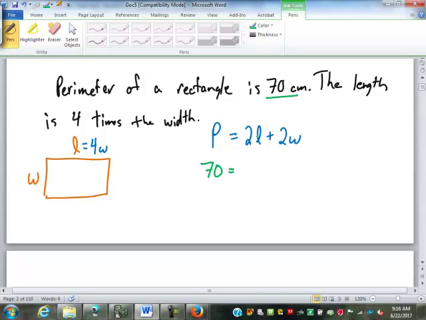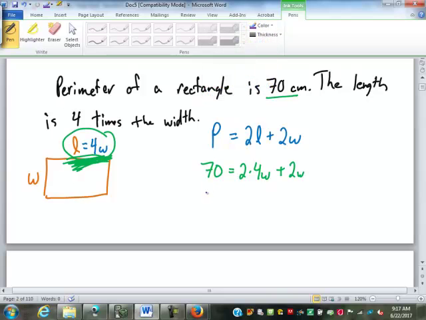I don't know L, but what am I going to do in place of L? L is 4W, so 2 times 4W plus the 2W. The reason I had to do this was because I can't work with two variables. I can't work with both L and W, so I had to get rid of one of them. So I used that relationship between the length and width to replace L with an expression for the width, 4W in this case.